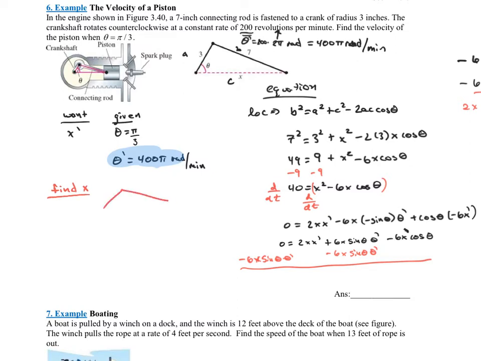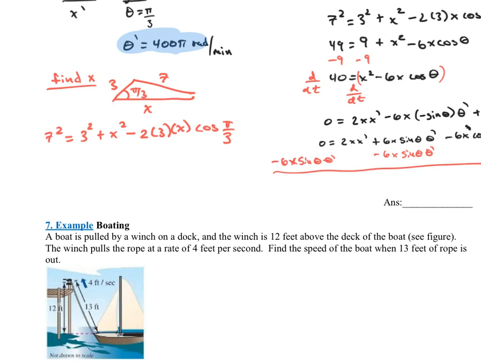So let's consider that triangle when theta equals pi over 3. We know the opposite side is 7, the adjacent side is 3, and then we have x. So let's use our law of cosines equation. Again, it would be 7 squared equals, the big side equals the small side squared plus the other side squared minus twice the multiplication of the two sides, that's 2x, and then there's the cosine of pi over 3. So we got some math to do here. That's fine. We can figure this out.